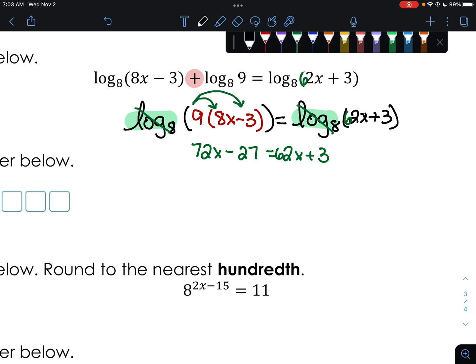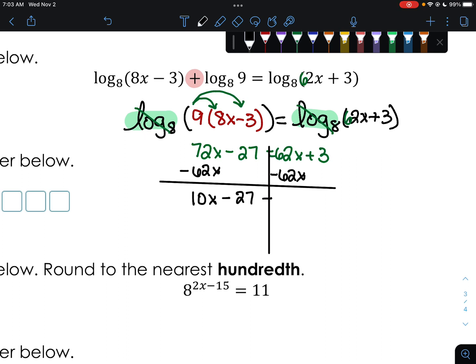Then we go ahead and we're going to move our x's to one side and our numbers to the other. So I'm going to subtract 62x from both sides. That gives me a 10x minus 27 equals 3. I'm going to add 27 to both sides. That gives me a 10x equals 30. Divide both sides by 10, and x equals 3.